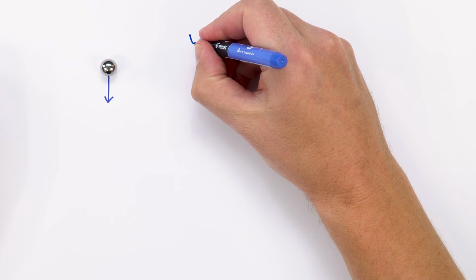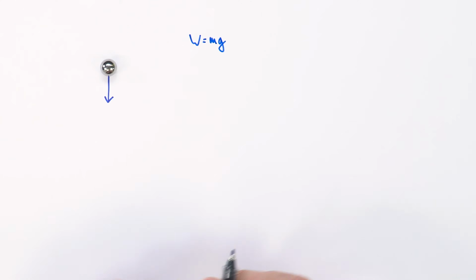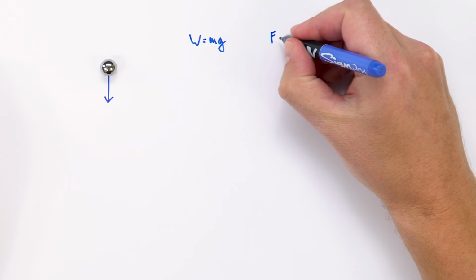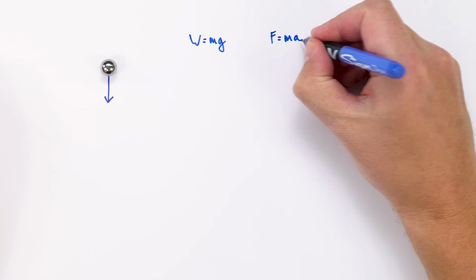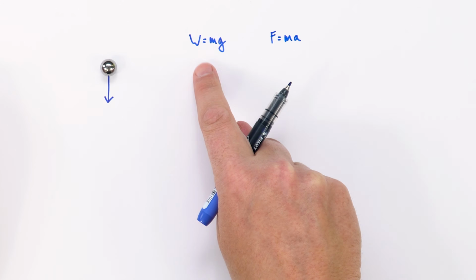If you have an object like this ball bearing here and you drop it, it's going to accelerate. And the reason it accelerates is because there's a resultant force on it. Now, the size of this resultant force is due to its weight, and that's going to be equal to mg. But of course, when you have a resultant force on an object, that's going to cause this acceleration. So this force here is provided by this weight.